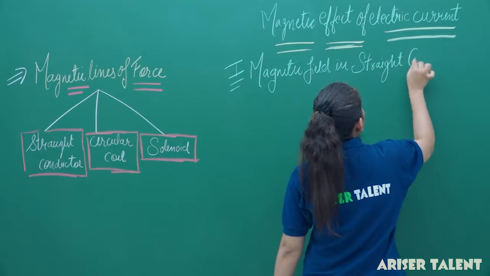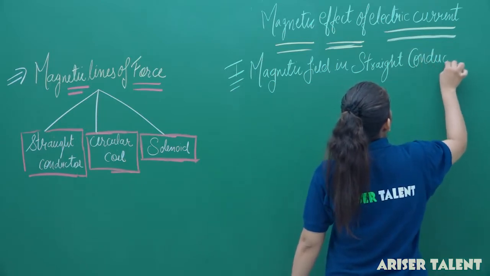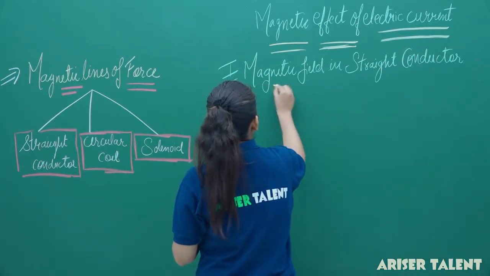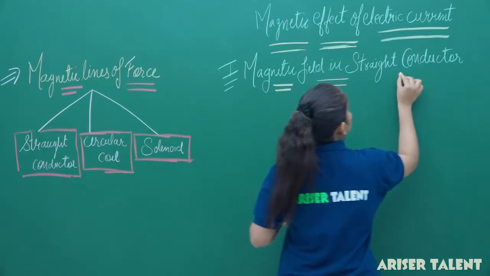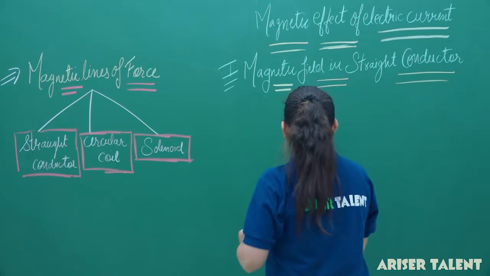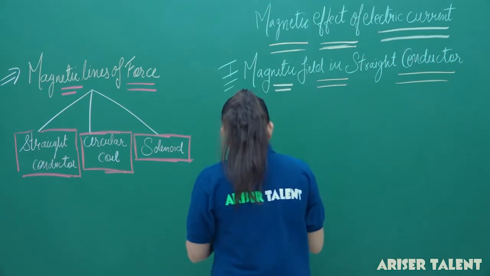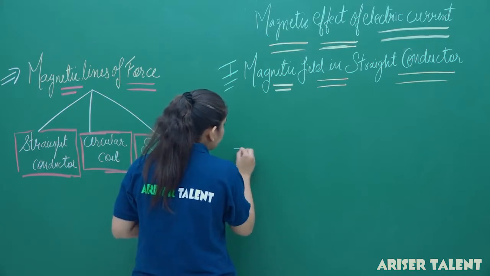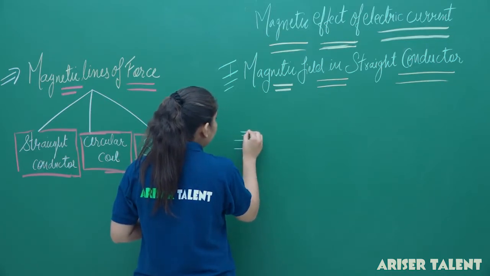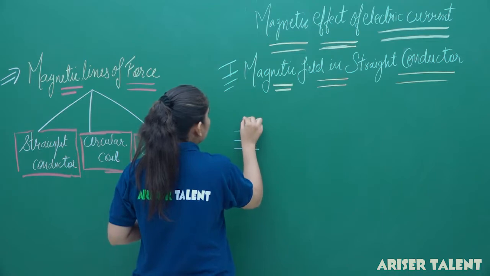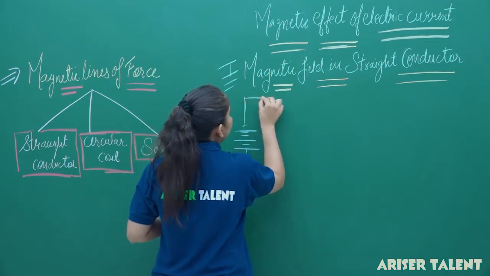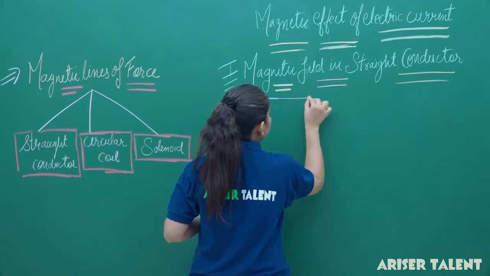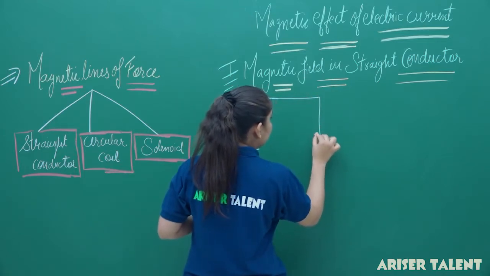Magnetic field in a straight conductor. So for considering the straight conductor, let us draw a diagram first. Firstly, I have taken a battery here, and from this battery we have connected a straight conductor.